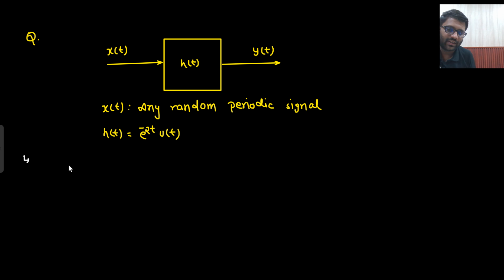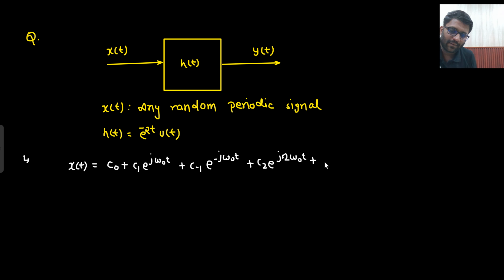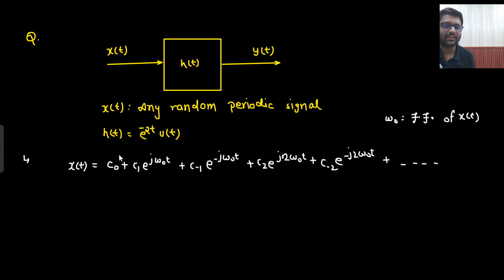If you have studied the chapter on Fourier series, x(t) could be written as c naught plus c1 e to the power j omega naught t, plus c of minus 1 e to the power minus j omega naught t, plus c2 e to the power j 2 omega naught t, plus c of minus 2 e to the power minus j 2 omega naught t, and so on, where omega naught is the fundamental frequency of x(t). We have already seen in Fourier series that any periodic signal can be written in terms of complex exponentials with the discrete frequencies omega naught, 2 omega naught, 3 omega naught, 4 omega naught, and so on.